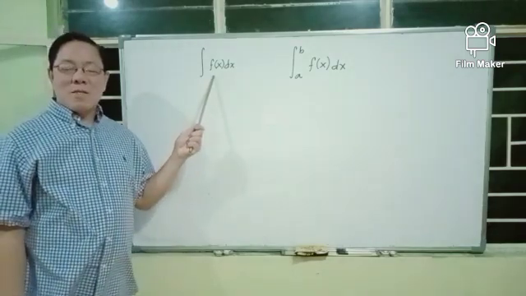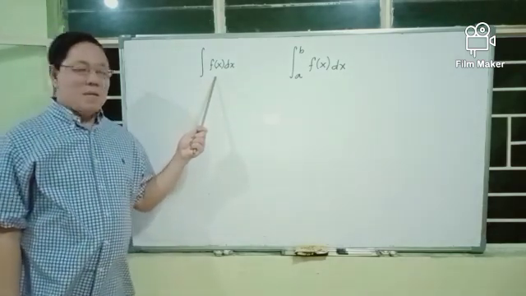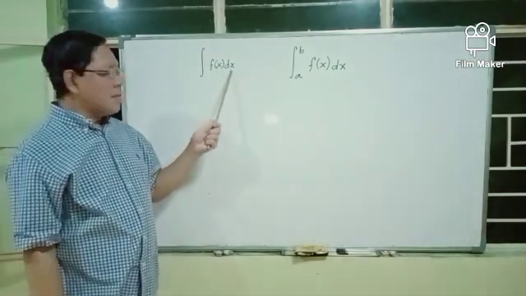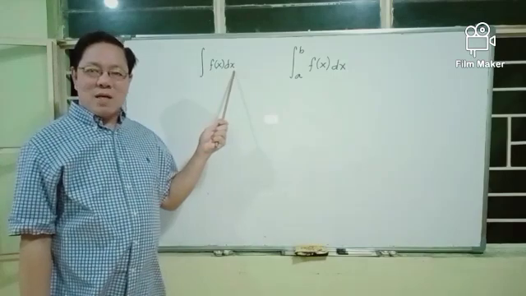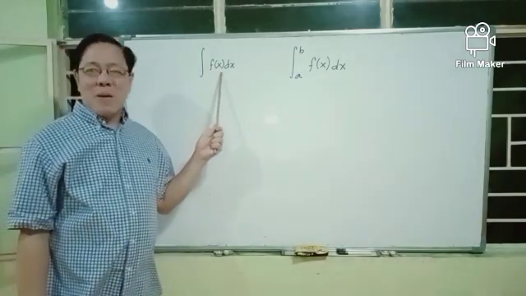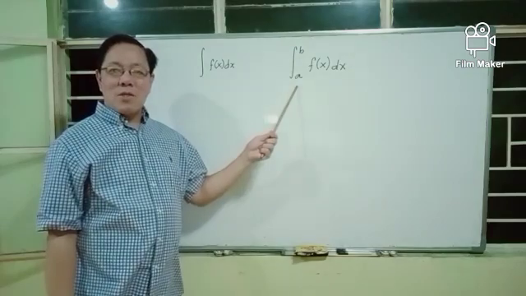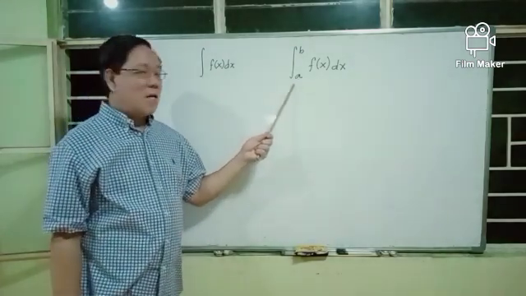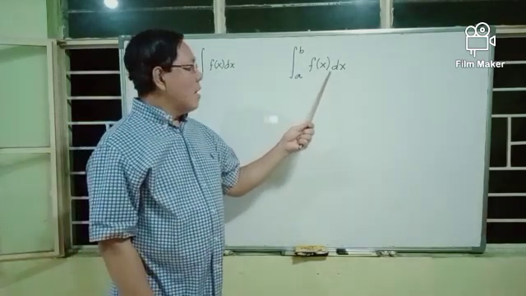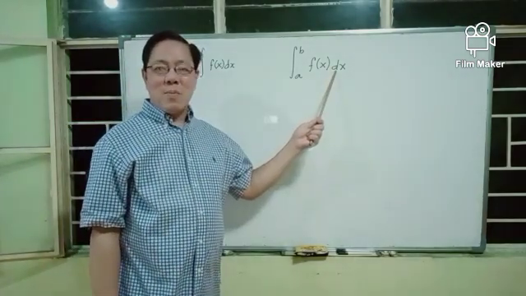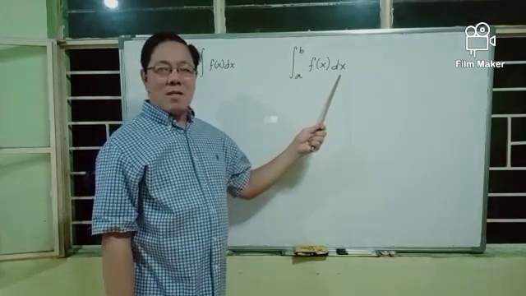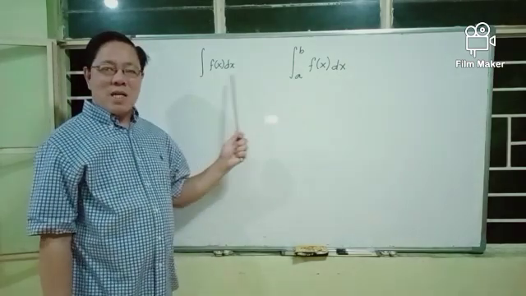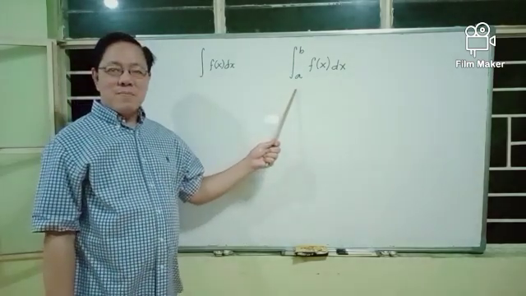This notation is what is known as the indefinite integral, where this is the integral sign, this is the integrand, and dx indicates that we should integrate the function f of x with respect to x. And this notation is what is known as the definite integral. We have the integral sign, the integrand f of x, and dx again indicates that the variable of integration is x. And you can see that the difference is very slight between the indefinite and the definite integral.